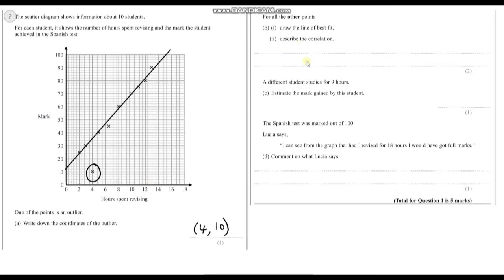Now describe the correlation. Now correlation is just another word for relationship. So describe the relationship where it is a positive correlation. That's all we need to say. We just need to say that it is a positive correlation.